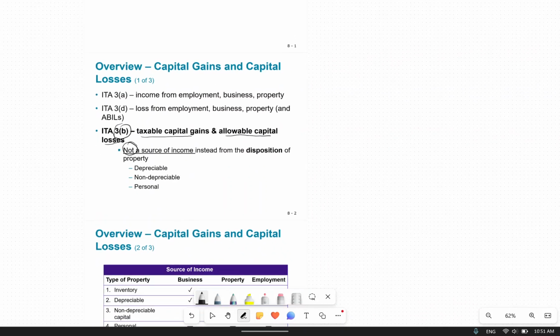How do we calculate the taxable? My pen is not working, so I'm trying to get the pen to work.